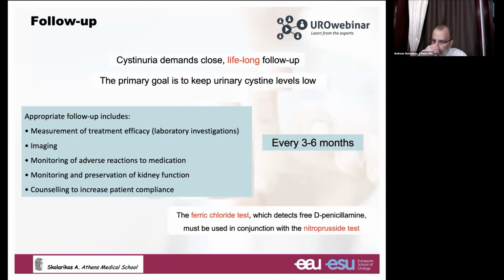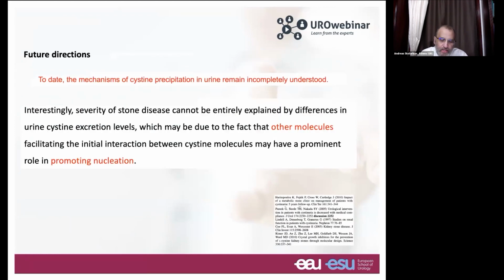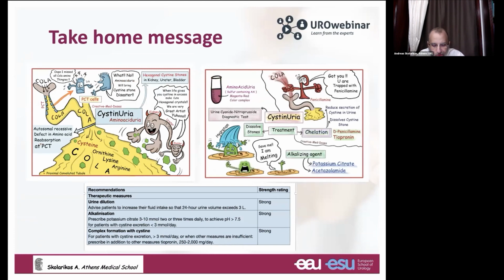Follow-up is very important for cystinuric patients, like every other patient, and should be performed initially every 3 to 6 months, and then adjusted to the patient's needs. Future directions look at entirely different molecules that promote nucleation, and their inhibition could also be important in the future. So as a take-home message, a slide for our junior patients actually, because we treat children with cystinuria.